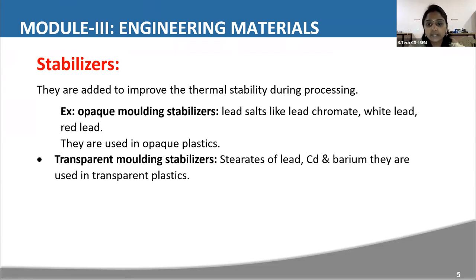Transparent molding stabilizers, stearates of lead, cadmium and barium, they are used in transparent plastics. Stabilizers are two types. First one is opaque molding stabilizers and the second one is transparent molding stabilizers. In the first one, lead salts like lead chromate, white lead and red lead are used in opaque stabilizers. And next one is transparent molding stabilizers: stearates of lead, cadmium and barium. They are used in transparent plastics.